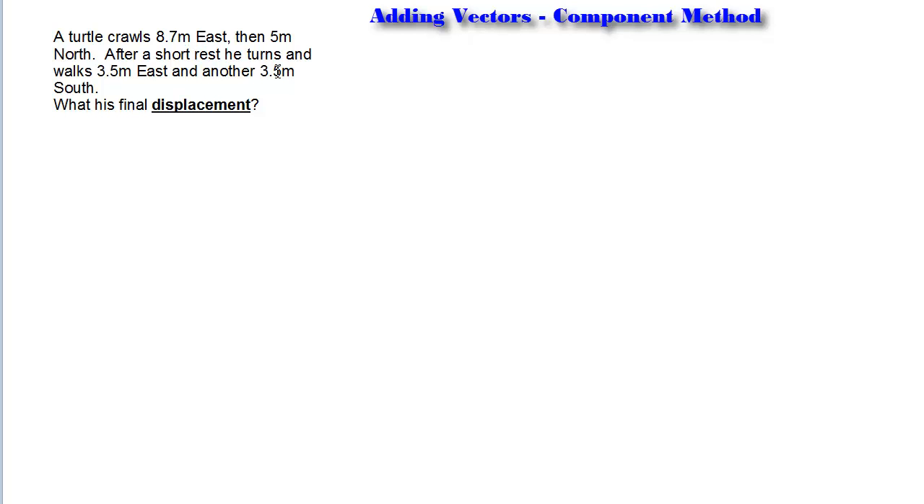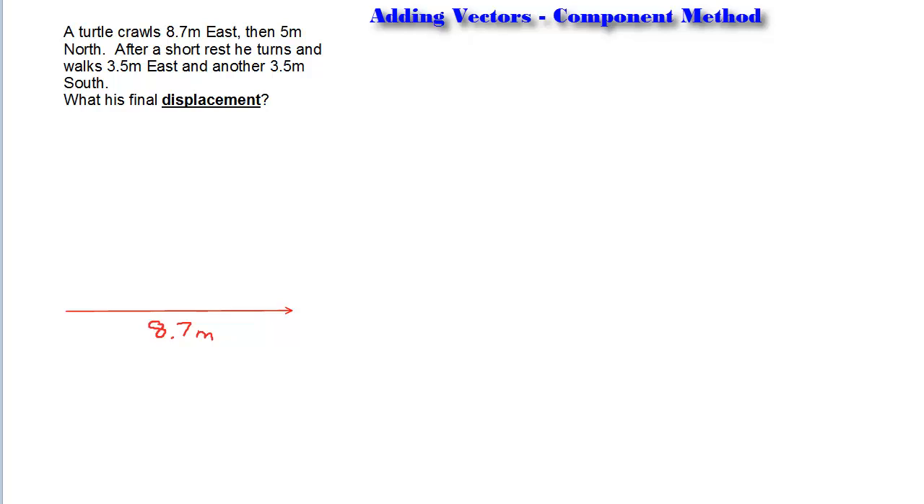So let's start with our 8.7 meter vector that pointed east. Now you don't necessarily have to take a ruler out and get exactly to scale 8.7 meters, but as long as you make a reasonable commitment, if that red vector represents 8.7 meters, then we know the next vector, when he turns 5 meters north, has to be shorter, not quite half, a little more than half. So let's now draw in our 5 meter vector north.